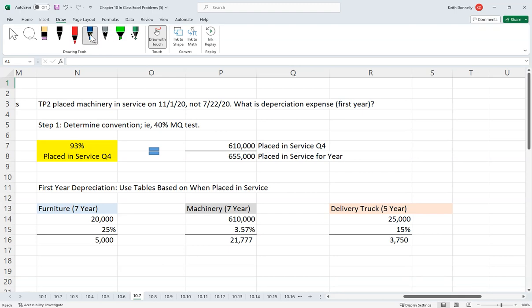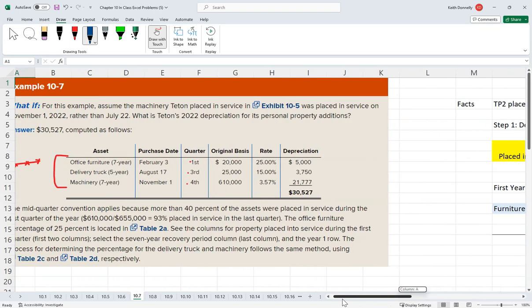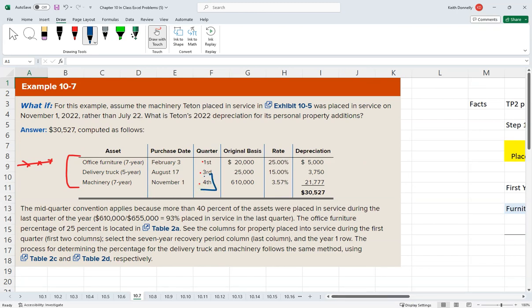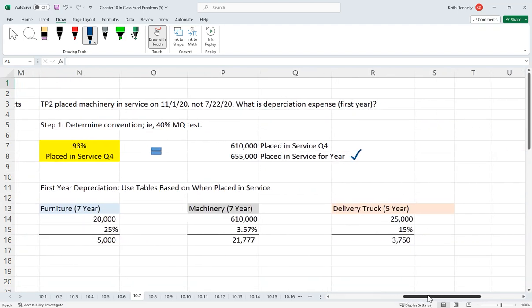So in total during the year, we put in 655,000. We look and we say, hey, how much did we put in the fourth quarter? 610, right? So 610 out of 655. Hey, guess what? 93% of our assets we put in the fourth quarter, right? That's greater than 40%. Therefore, we now must use the mid-quarter convention.